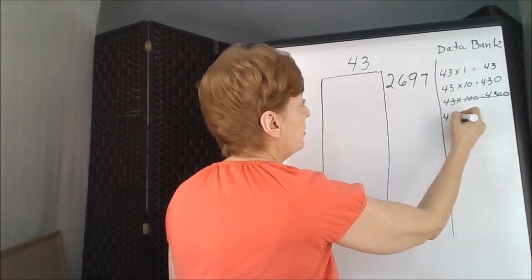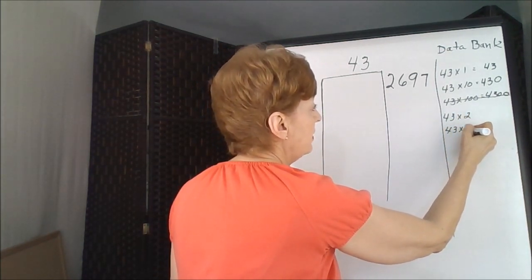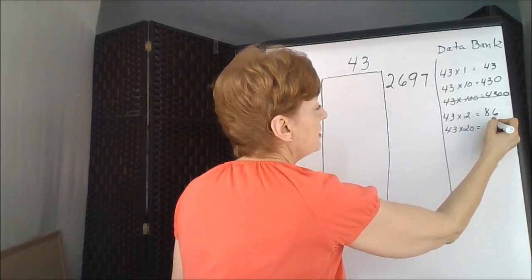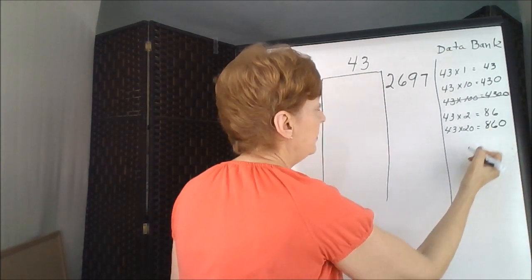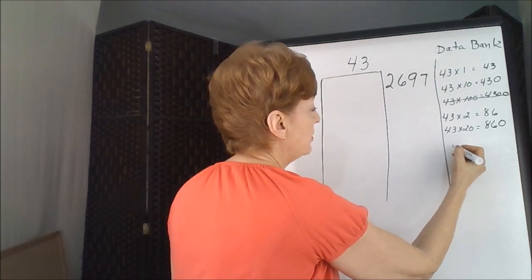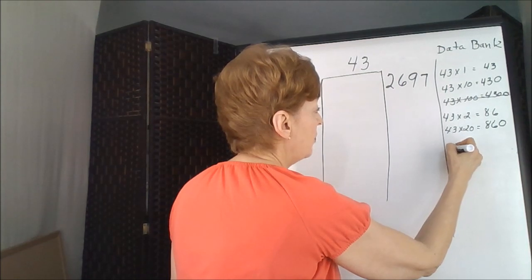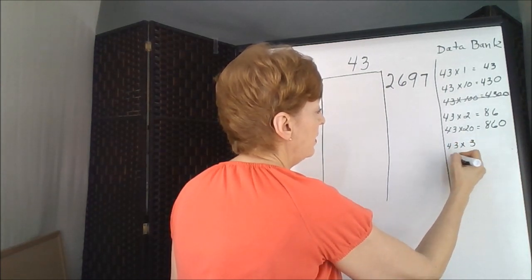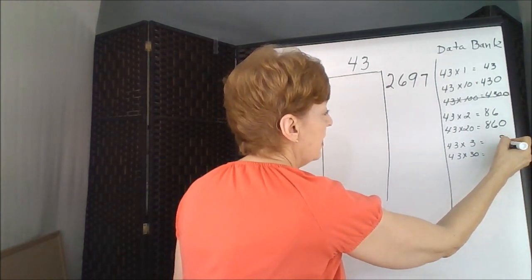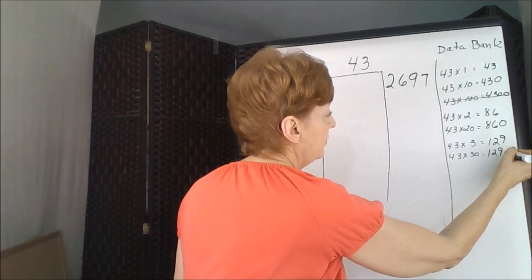Okay, how about 43 times 2? And then we can do 43 times 20. So this would be 86, and times 20, it would be 860. That's good, but it's still pretty far away from the 2697. So let's do 43 times 3 and 43 times 30. So this would be 129, and this would be 1290.